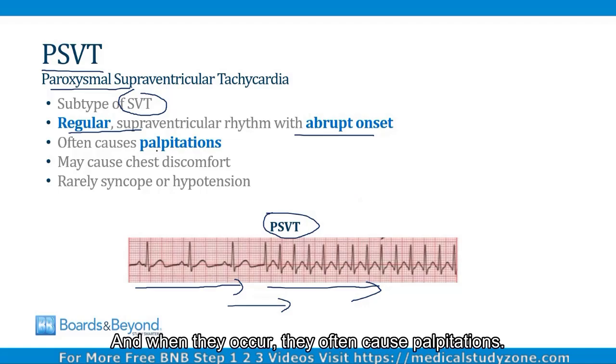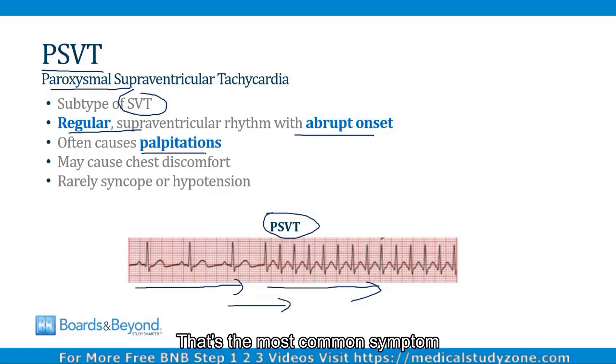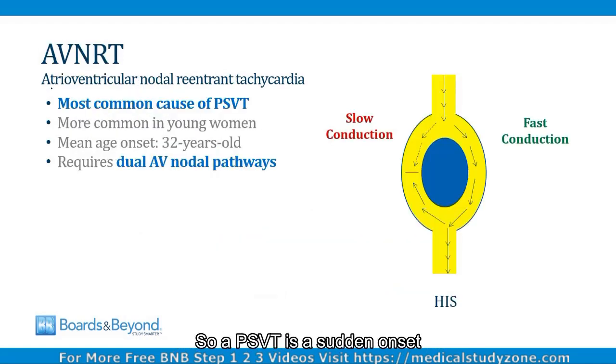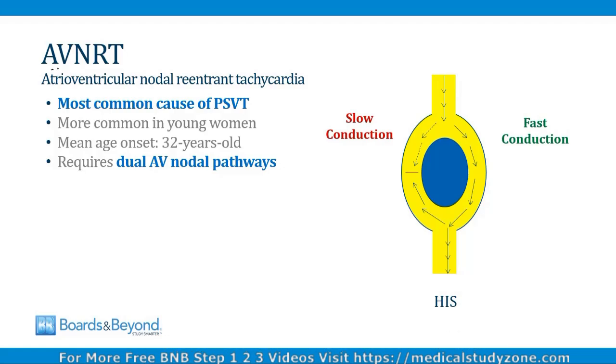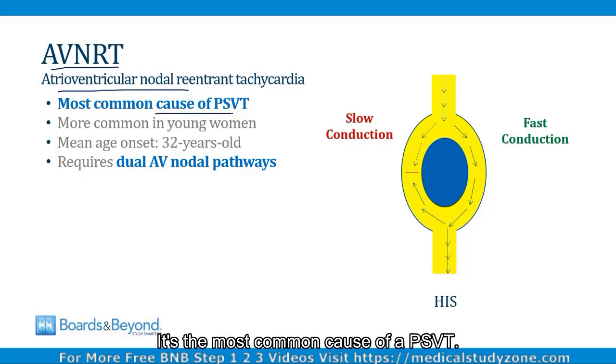And when they occur, they often cause palpitations. That's the most common symptom that patients with PSVTs complain about. Rarely they can cause chest pain, and even more rarely they can cause people to faint or have hypotension. So a PSVT is a sudden onset regular supraventricular tachycardia, but there are many underlying causes of PSVT. The most common cause of a PSVT is AVNRT. AVNRT stands for atrioventricular nodal reentrant tachycardia. It's the most common cause of a PSVT.